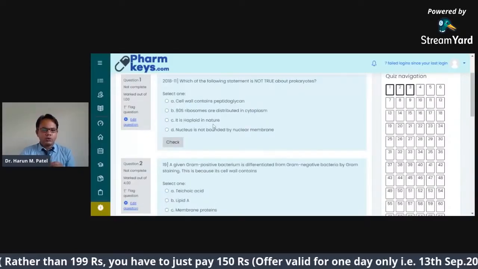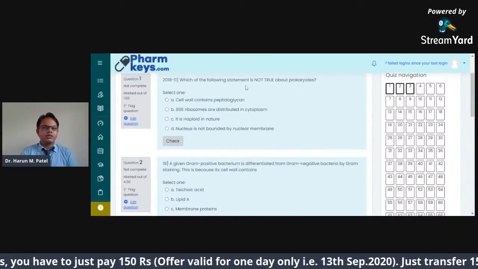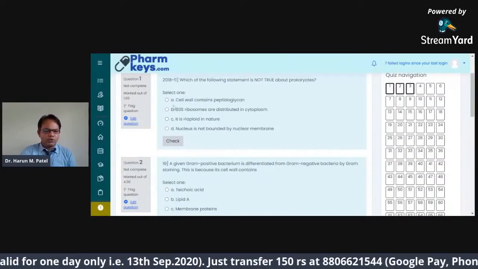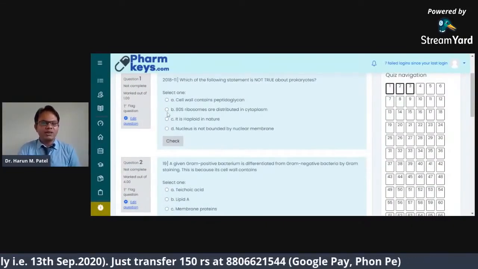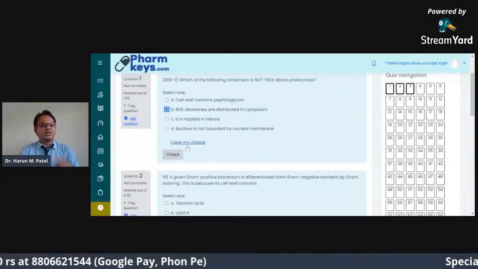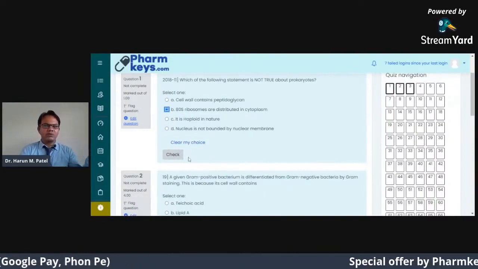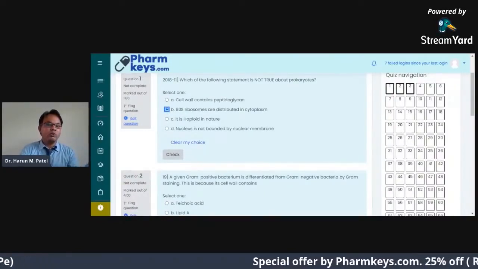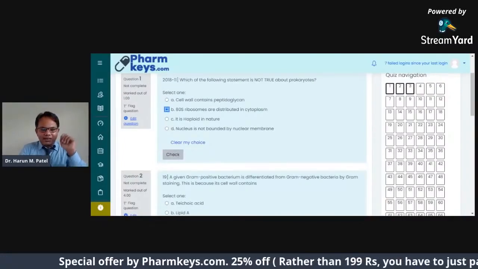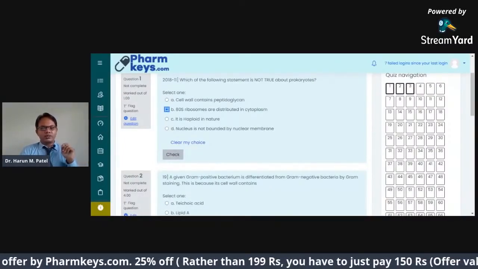For example, this is a question: which of the following statements is not true about the prokaryotes? These are the four options. I'm not from pharmacology, I'm from medicinal chemistry, but let's see whether there is a clear my choice option. The same clear my choice option is also available in GPAT 2021 when you appear for the examination. And there is another beautiful button added here: check.